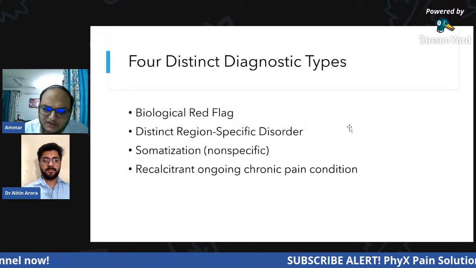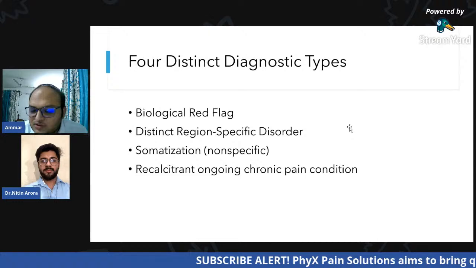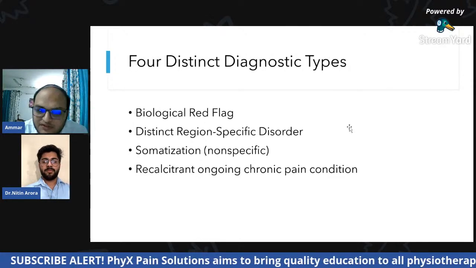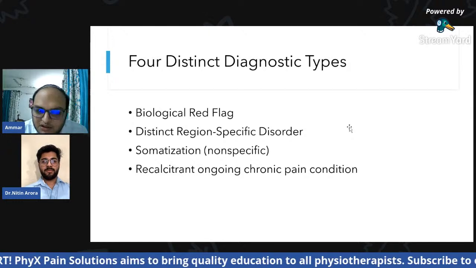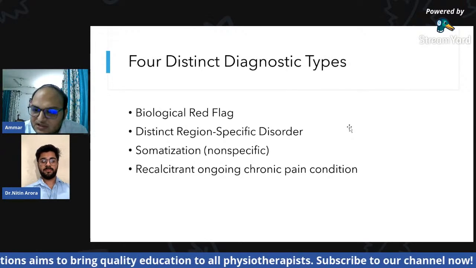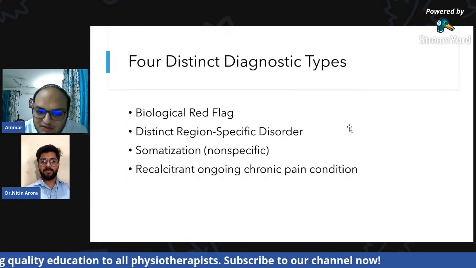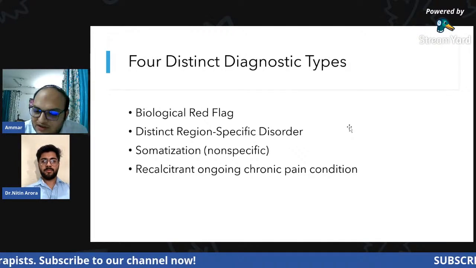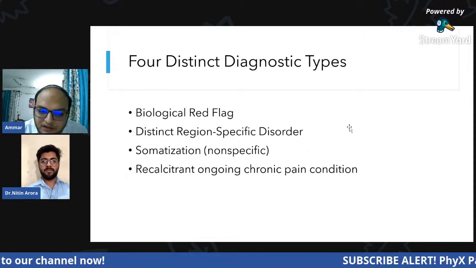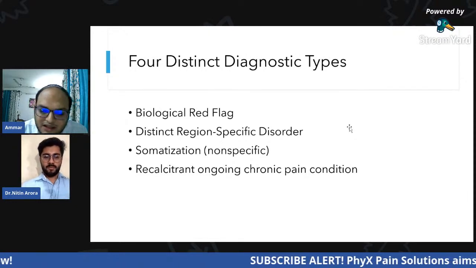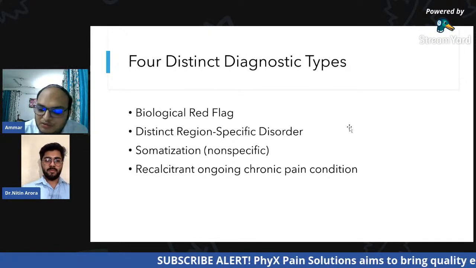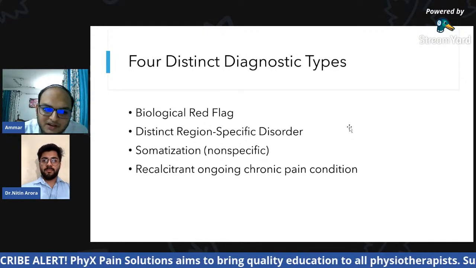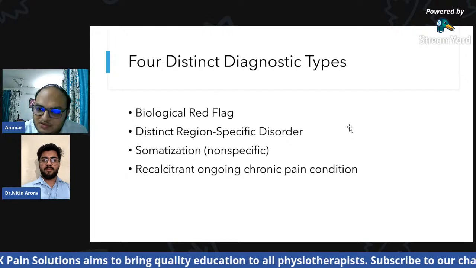Okay, so I'll not go into detail of that, but I just want to introduce you to WHO's diagnostic types. So WHO defines it as four different types जो आपको पता होना चाहिए. One is red flag, which is a total no-no. Don't touch it, don't see it. Distinct region specific disorder, right? For example, ACL sprain, ankle sprain. एक region है जहाँ पे specific problem है जो आप identify कर सकते हो. ठीक है? Neck pain with radiation, radiculopathy, specific problem which you can identify.